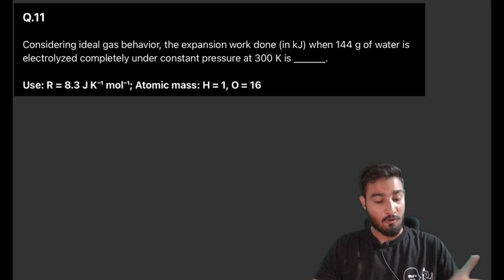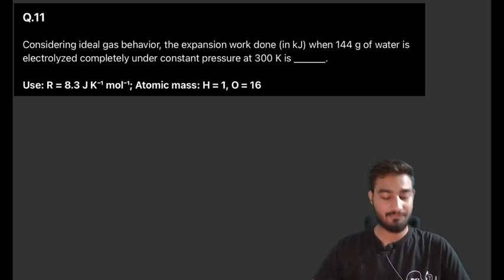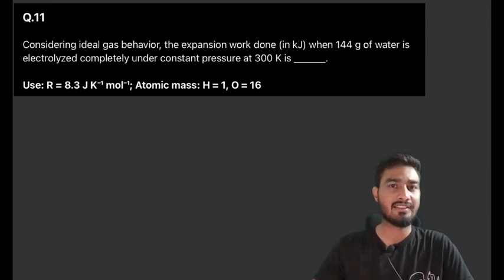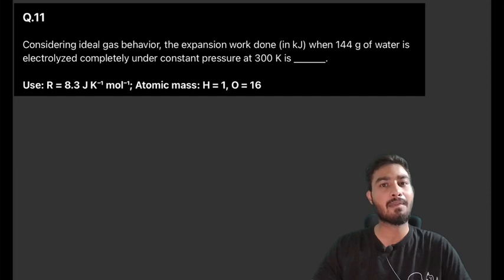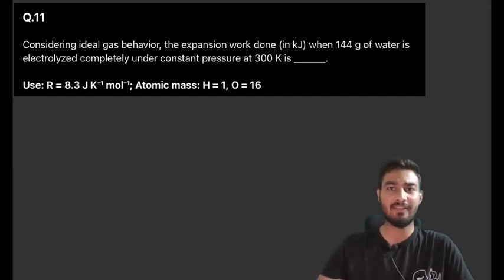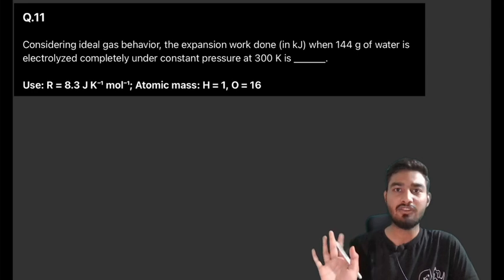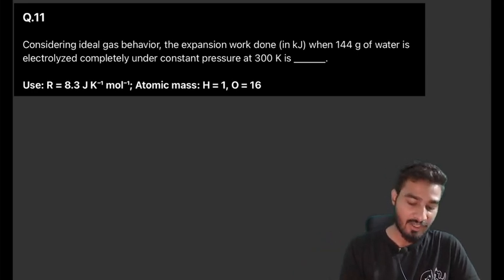From that record, if we check JEE Advanced for thermodynamics, good questions are asked. But this question is a direct formula-based question, and an easy one. What they are saying is that electrolysis of water is being done. So first of all, we will do the electrolysis of water.